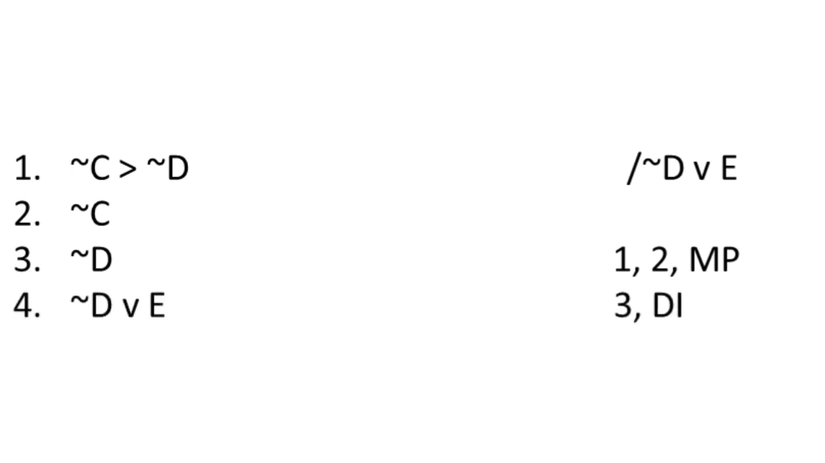In this argument, we're trying to prove that not D or E is a valid inference. Our initial premises are 1. If not C, then not D. 2. Not C. By citing lines 1 and 2 and applying modus ponens, we can derive not D. Now that we have not D isolated, we can cite line 3 and use a disjunction introduction to give us the conclusion we want, not D or E, showing that it's a valid inference.